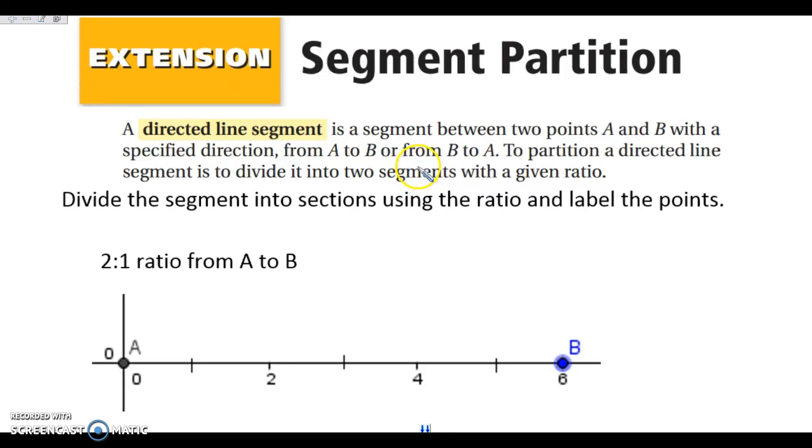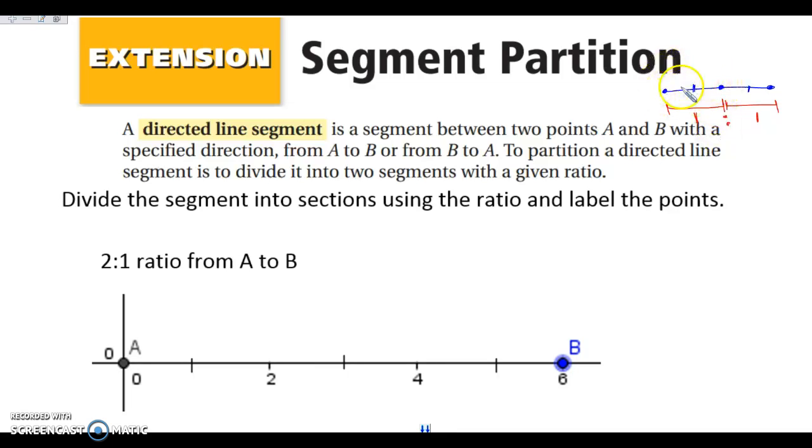All right, guys, today we are looking at partitioning a segment. One of the things that I want to bring back here is we were talking about midpoints. So I had a segment where I would have a midpoint, and these pieces here were equal. So what that meant is my segment was divided into two equal pieces here and here. So my segment was divided into a ratio of 1 to 1 by that midpoint.